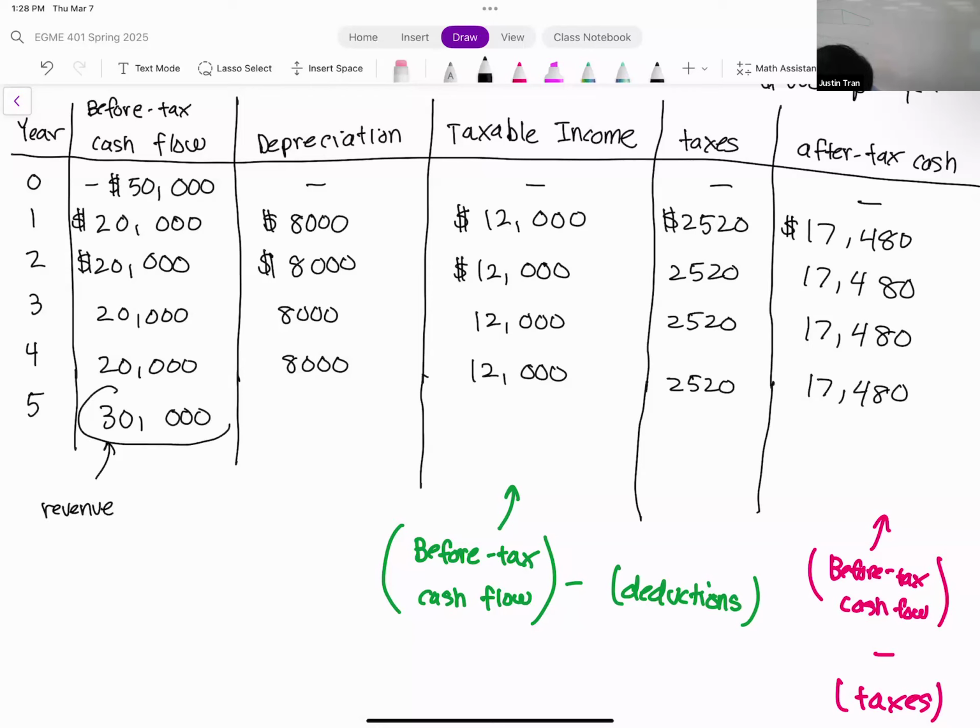So in this last entry right here, this is revenue plus salvage value. You want to be cognizant of that. If you're doing a tax problem which does have a salvage value, usually the assumption is that you're going to sell it at the time that you're going to salvage, right? And so you need to make sure you incorporate that into your before tax cash flow.